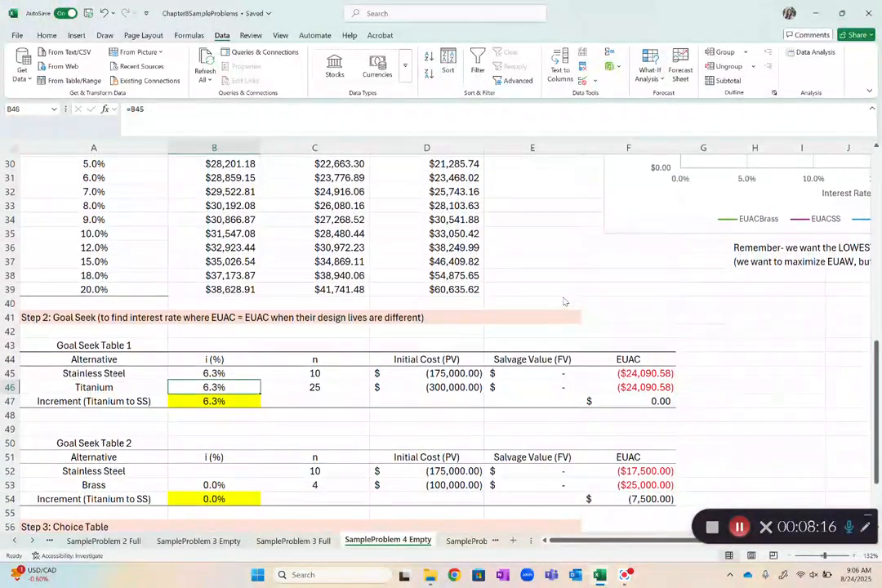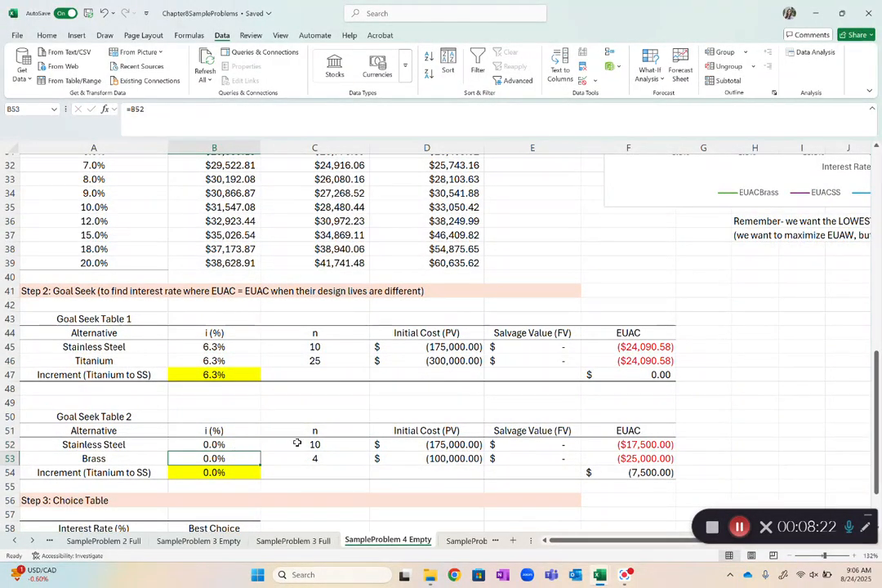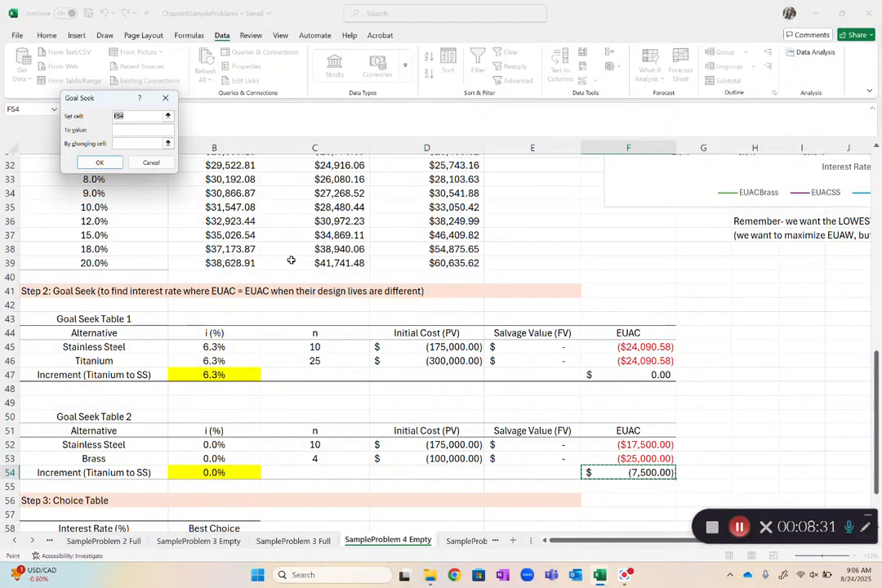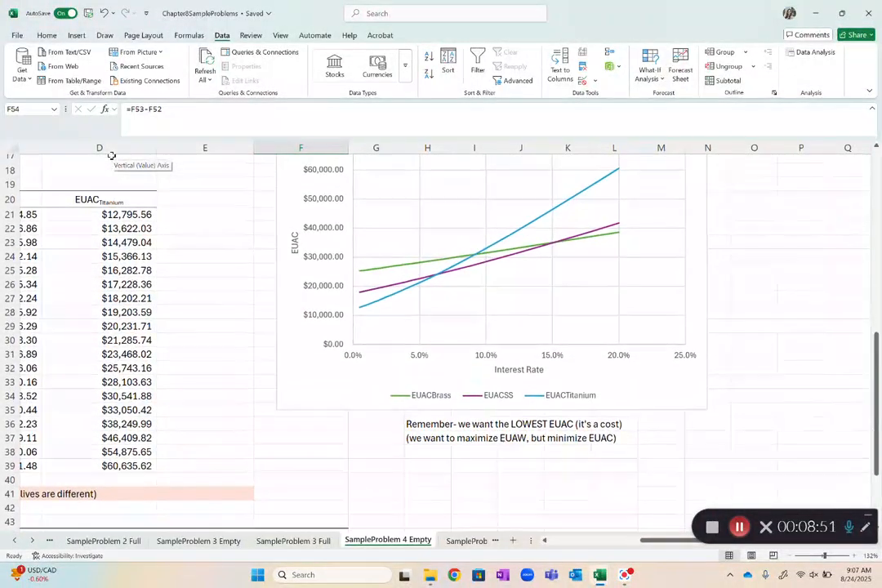So now let's go to our second table. And for our second table, I'm going to do the exact same thing. I'm going to set these equal to each other, by trying to force that cell equal to 0. So what if analysis, GoalSeek. I'm going to set cell F54 to 0 by changing this cell. Okay, so I hit enter and you'll notice how it changed a couple times. It tells me 15.3. So does that make sense if this intersection point is at 15.3? Yes, it does. So that looks good.